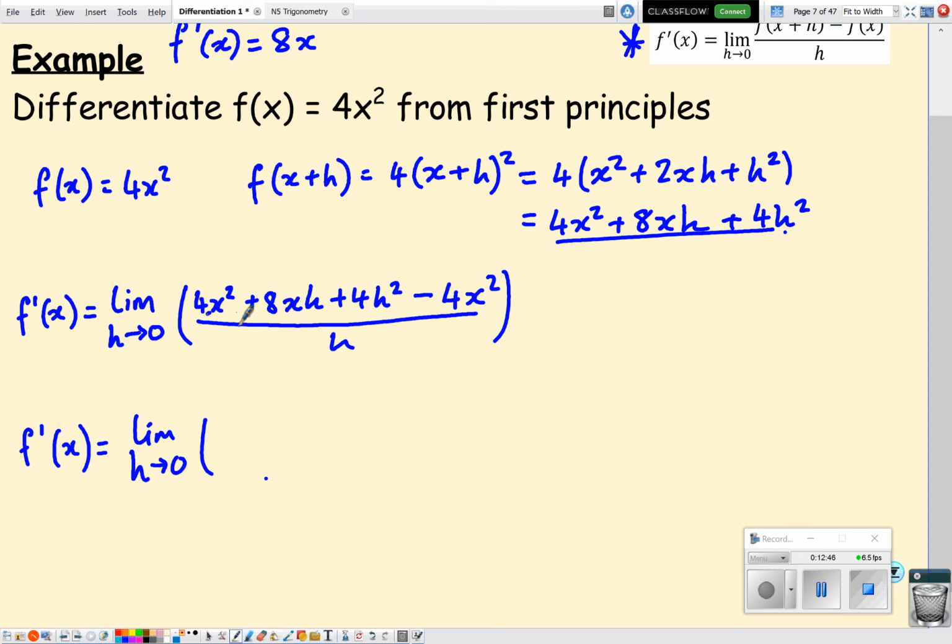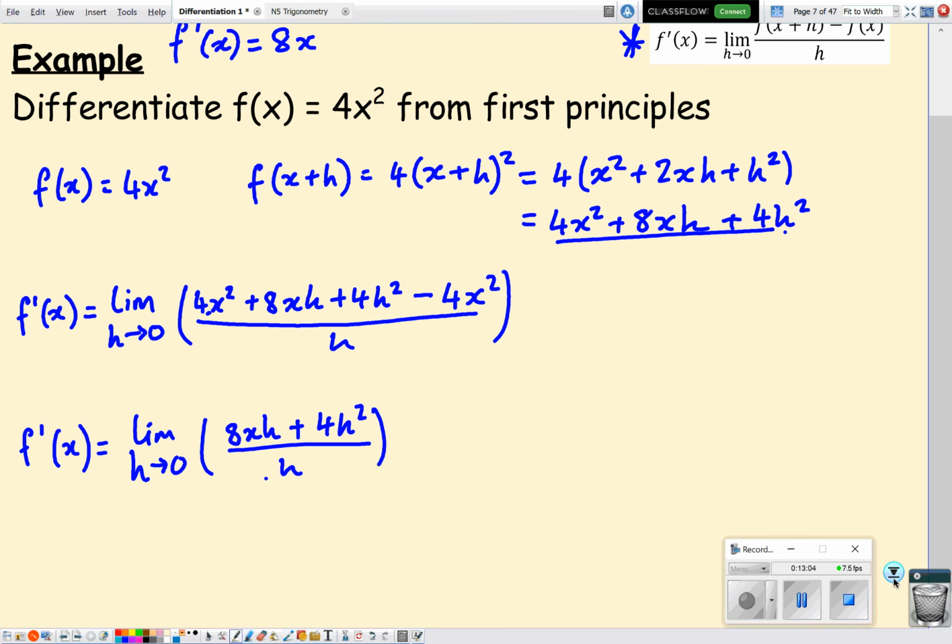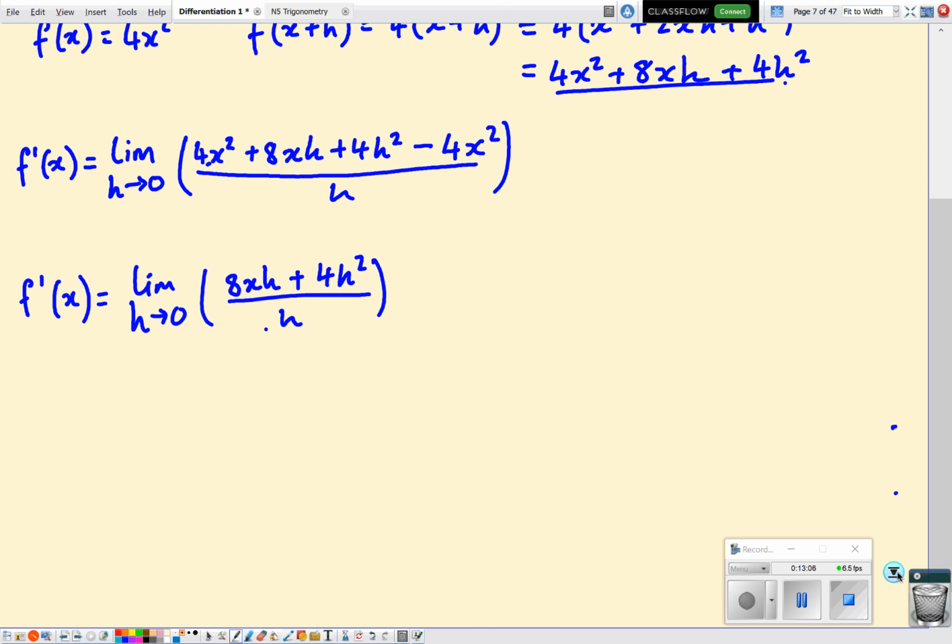But look what happens, 4x squared minus 4x squared is nothing. We're left with terms in h. So that'll be 8xh plus 4h squared over h. Close that off. And that algebraic fraction in itself simplifies. So we now get f dash of x equals the limit as h tends to 0 of, now if we divide both terms on the top here by h, we'll get 8x plus 4h.